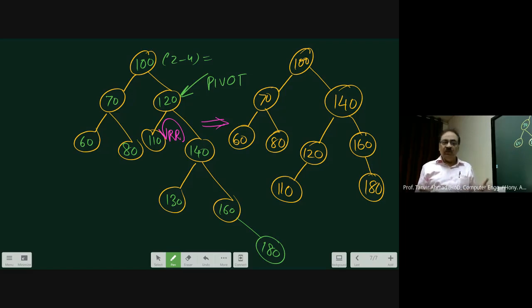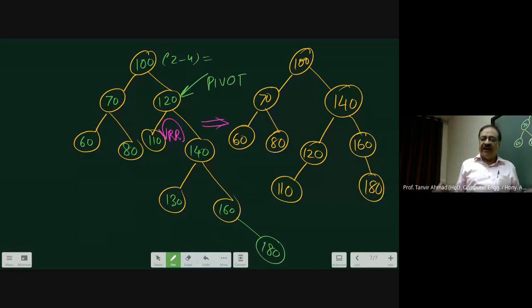But there is no space for 130, because 130 was on the left of 140, which is now occupied by 120. This means that whenever such a rotation takes place, there is one space that remains vacant. What remains vacant is the right of 120. Why? Because once you do an RR rotation, 120 comes down, and the right of 120 is now free, vacant, and that means you put 130 over here.